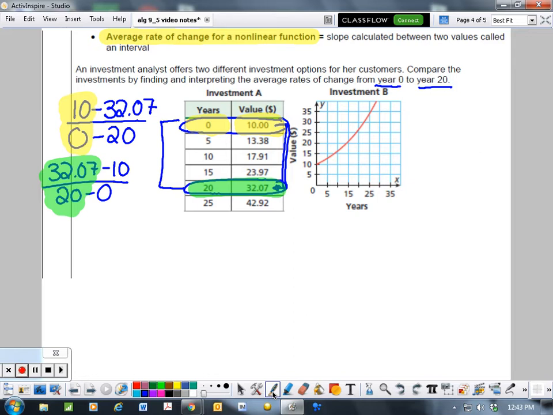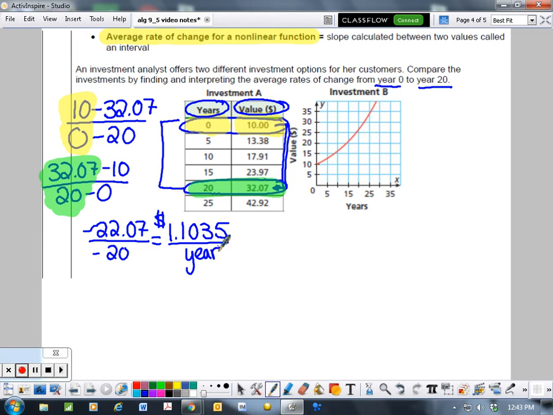So I'm going to go ahead and use the top one, which would be negative 22.07 divided by negative 20. So 22.07 divided by 20 is 1.1035, which means that I'm gaining dollars, because remember my dollar numbers are on top, per year. So on average, I'm gaining $1.10 per year.